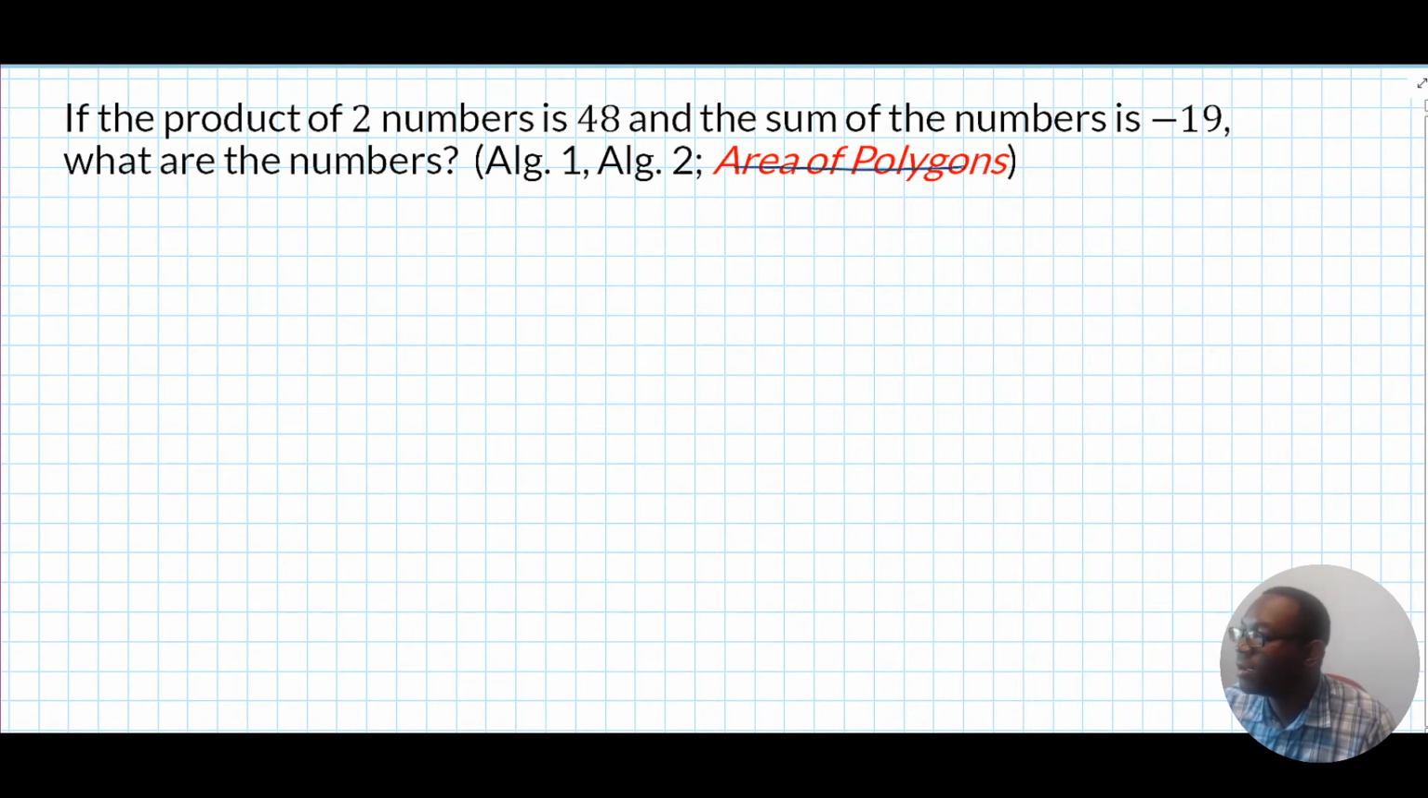Oh, this is wrong here. So we're looking at if the product of two numbers is 48 and the sum of the numbers is negative 19, what are the numbers? The product of two numbers is 48 and the sum of the numbers is negative 19. What are the numbers? This is actually a system of equations. So we're testing here your ability to look at word problems and then create a system and solve a system.